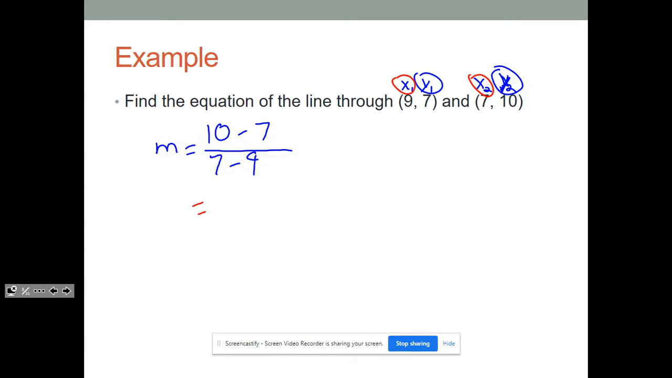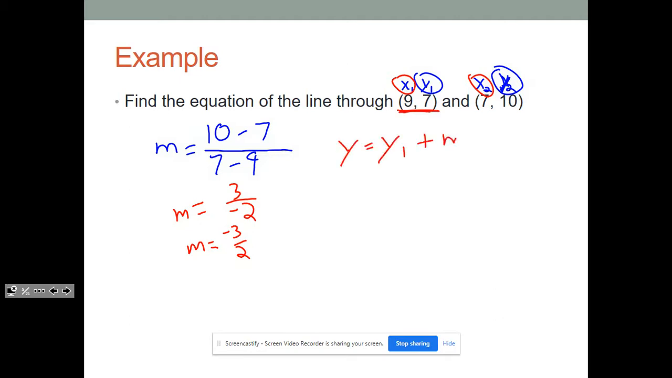So 10 minus 7 is 3, 7 minus 9 is -2, so -3/2 is my slope. All right, and then this is where point slope form helps. We can just pick whichever point we want. I'll just use the first point here.